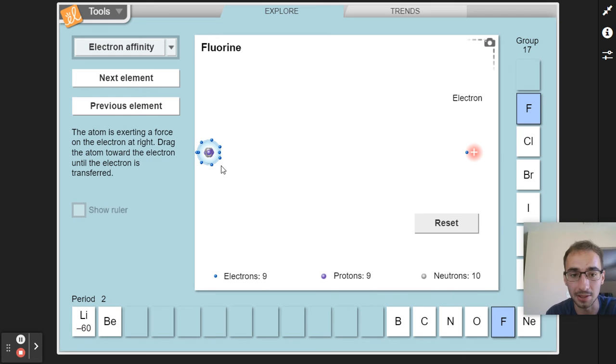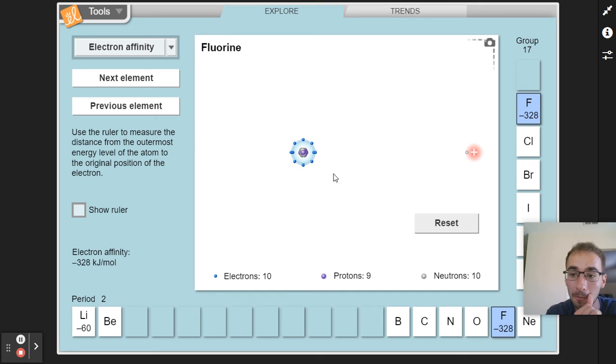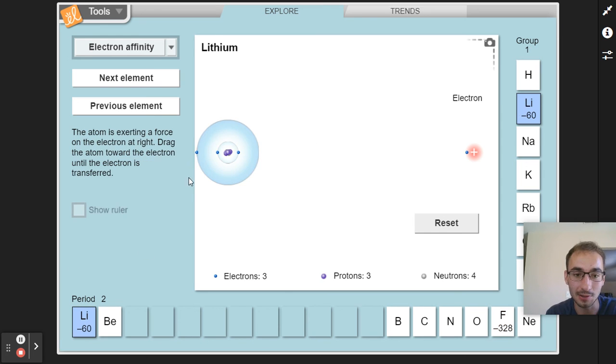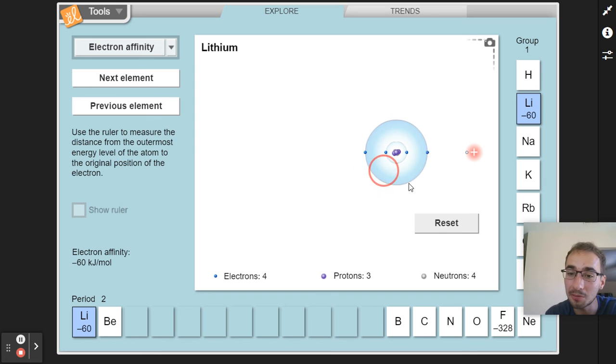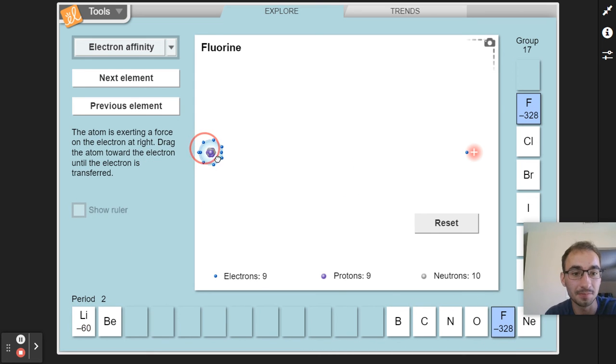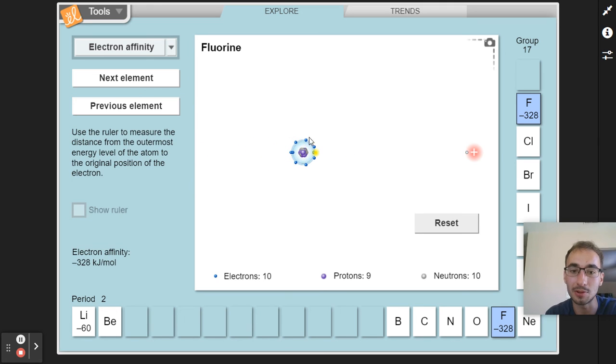Well, as fluorine, let's see how badly fluorine wants another electron. It really wanted this electron. It released negative 328 kilojoules. So lithium didn't really care for another electron. I had to get it really close. Whereas fluorine, it really wanted the electron, so it didn't take very much to get fluorine to steal another electron.